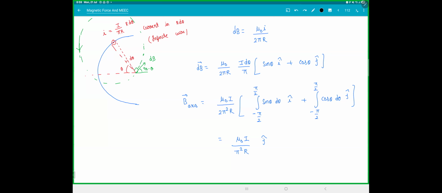Remember, always when you integrate vectors, you have to integrate i cap and j cap separately. You just can't integrate the magnitude, because each part's dB bar is in a different direction. Clear with this? Any doubts on the integration, please ask. Anything on how did I choose the element? Anything, any other confusion?